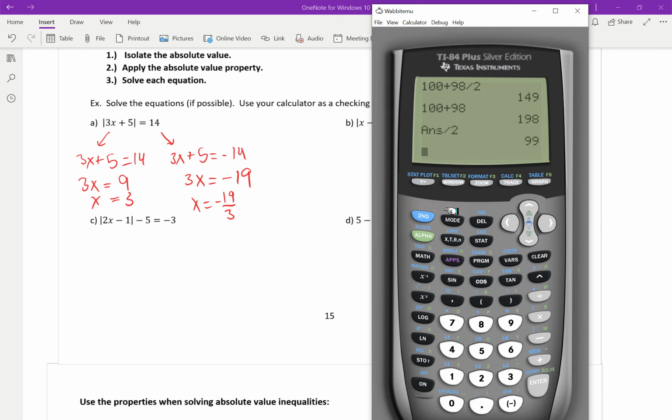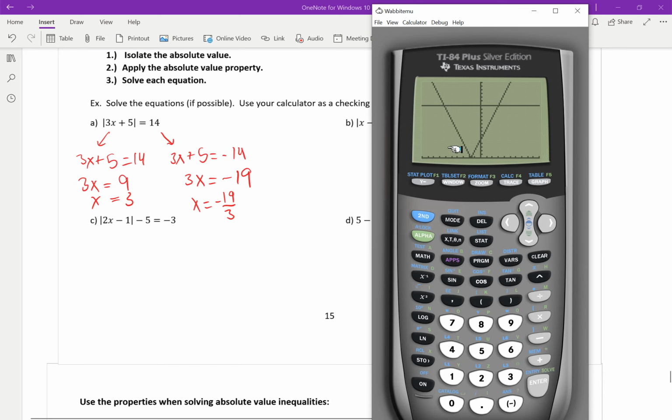We don't see the full picture, but we want to change the window. So the y minimum, I'm going to change it to 0. And the y maximum, I'm going to change it to, let's do 20. Now let's look at the graph. So that's my absolute value part. Y equals the absolute value. The other one's y equals 14. And right now, what this equation is asking is, where do these two graphs intersect?